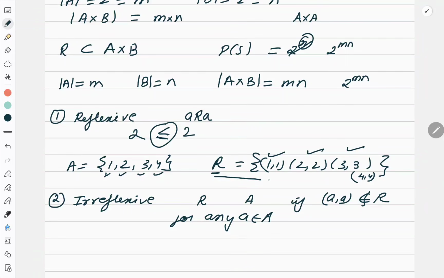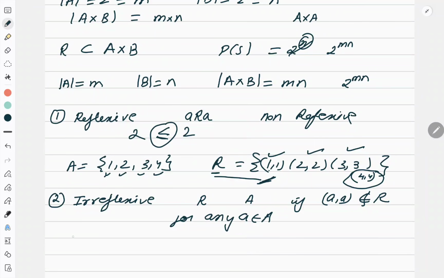So in the earlier example, when (4, 4) was not there, I cannot say that it is irreflexive, because for the remaining three it was working. The irreflexive definition says not even a single element should be related to itself. So non-reflexive and irreflexive are different. When (4, 4) was not there, it was non-reflexive, meaning it is not reflexive. And irreflexive is when it should not happen for even a single element.